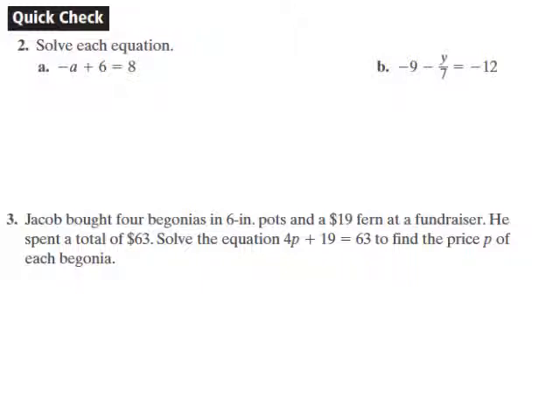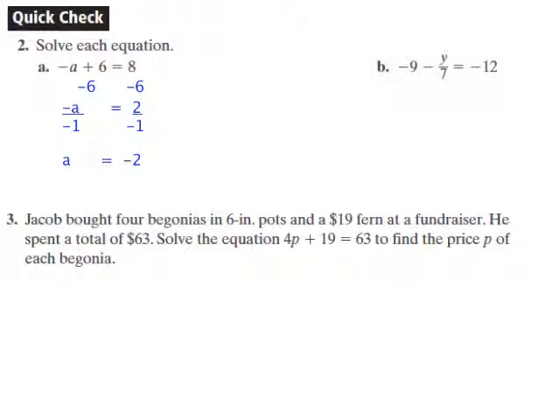For 2a, we have negative a plus 6 equals 8. We'll begin by subtracting 6 from both sides of the equation. That leads us to negative a equals 2. Now we need to divide both sides by negative 1, because remember, when there's a negative sign in front of the variable, that's actually negative 1a. So divide both sides by negative 1, so then a equals negative 2.